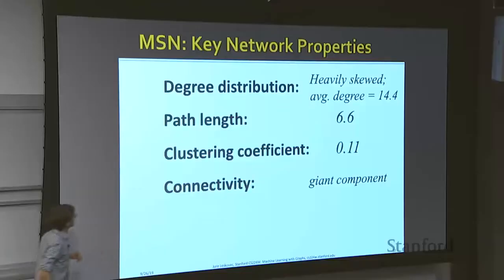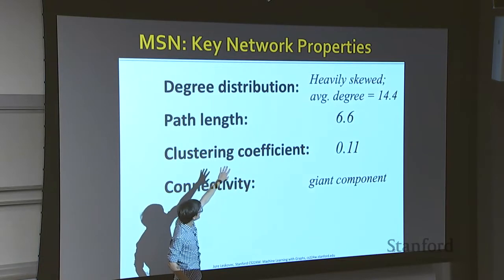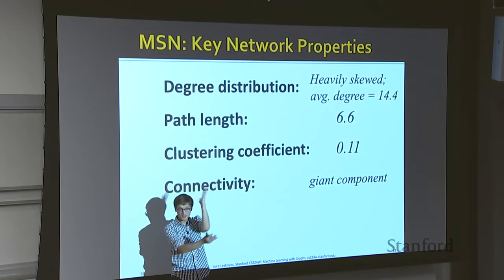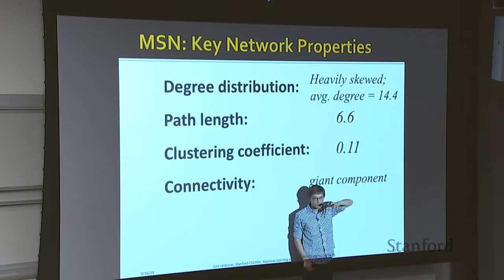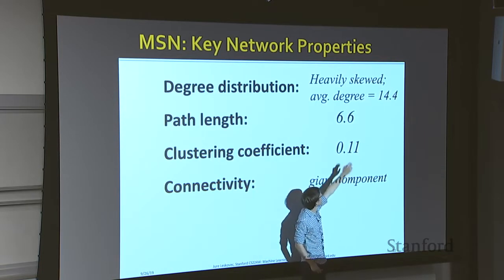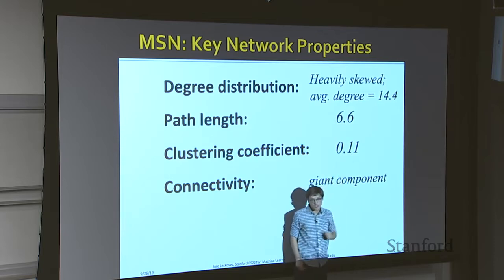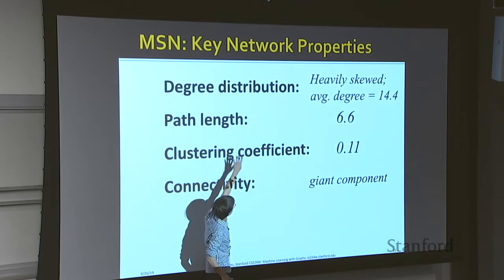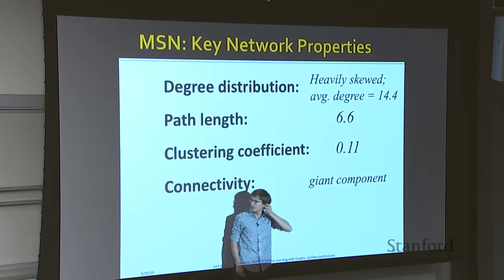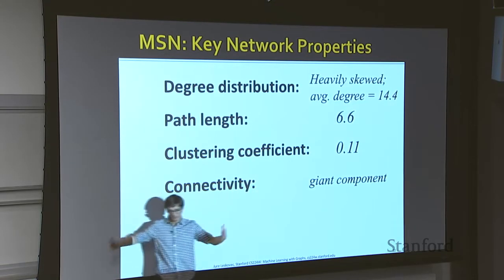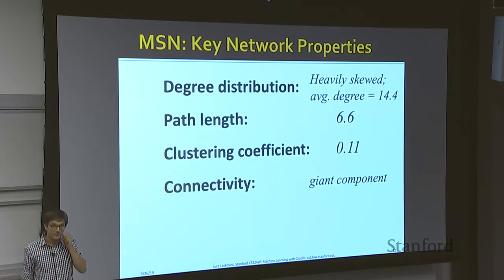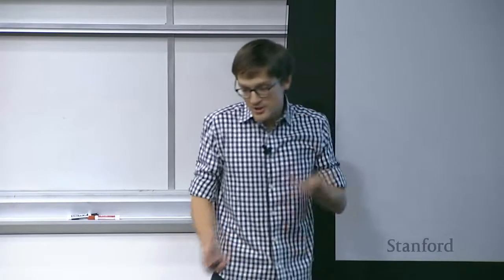Okay? So let's just summarize. What did we learn? We learned that the degree distribution has this weird kind of axis-aligned shape, and we have about 200 million nodes and 1.3 billion edges. So the average degree is around 14. The average shortest path length is 6.6. The clustering coefficient is 0.11, and the graph is connected. We have this giant connected component. Okay? So now these are just some numbers.